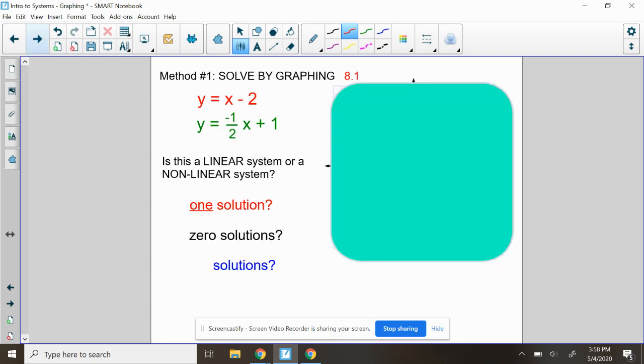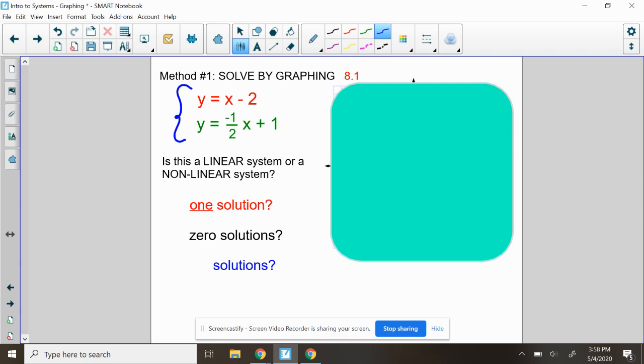So the way that we can solve these systems is by graphing. And the key for our solution is by looking for intersection points. So if I give you this system right here, I want you to think to yourself, is it linear, is it nonlinear? And how many solutions, meaning how many intersection points do you think there will be? So pause the video for a second, ponder these two questions to yourself.